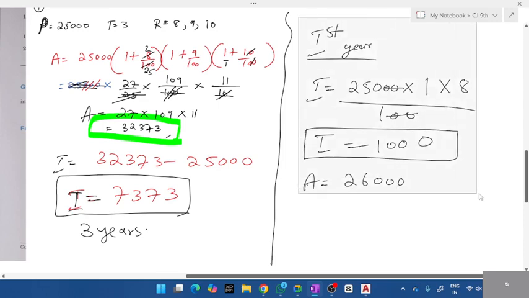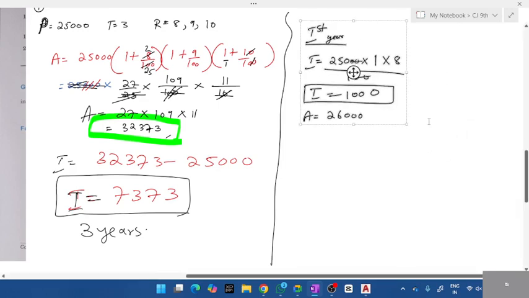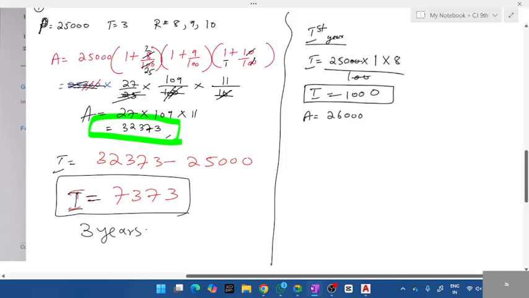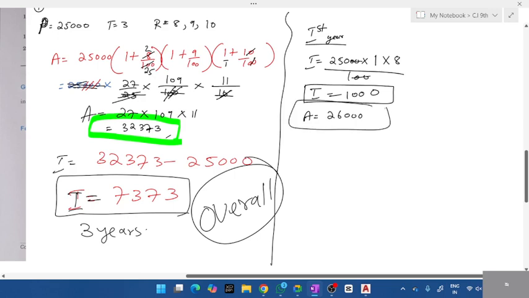Okay, let me calculate and show you. So in exam, if they ask you to write the first year calculation, it's not possible using formula. You should think. If you use formula, you'll only get the direct value. That is overall value. Remember the word overall. Total. If you do it year by year, you will get first year principal, first year interest, and first year amount, 26,000. Now for second year, what will be the principal? It should be 26,000. Practice. You take any one question, practice both the methods, formula method as well as year by year calculation. You'll get used to it.